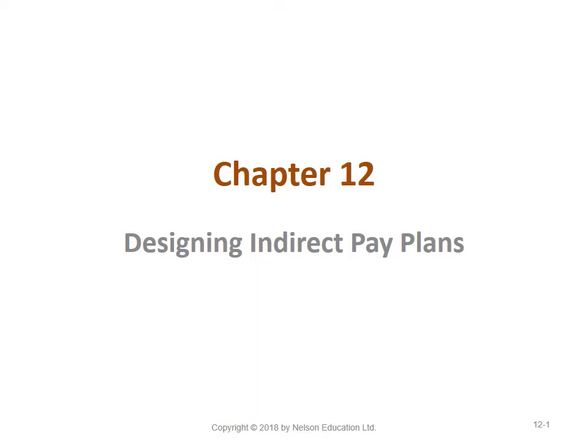So we've already started now talking about Chapter 12. In Part 1, we discussed the 6 main categories of indirect pay, and now I'm going to talk about some other elements of indirect pay, namely the structure, how to design a benefit system, things to consider, etc.